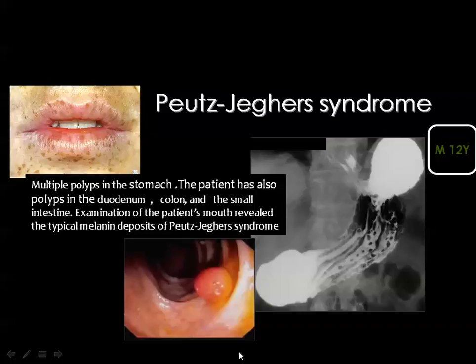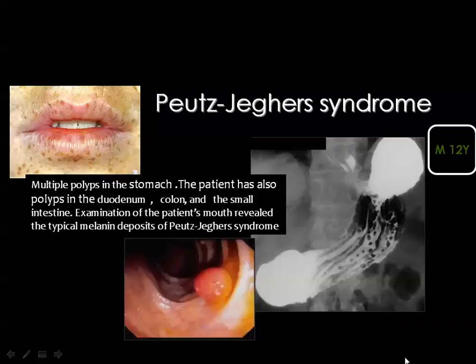One of the common syndromes that will be discussed in detail in the small bowel section is Peutz-Jeghers syndrome. This syndrome is characterized by the presence of many polyps along the whole gastrointestinal tract, in the stomach, the small bowel, as well as the colon. These polyps are usually benign, and you see multiple small polyps within the stomach on barium study, and you can also see the appearance of one of these polyps by endoscopy.